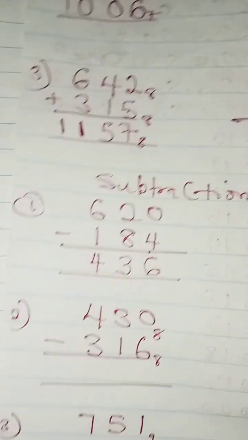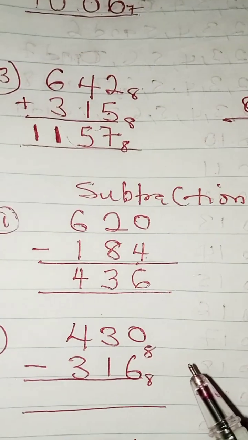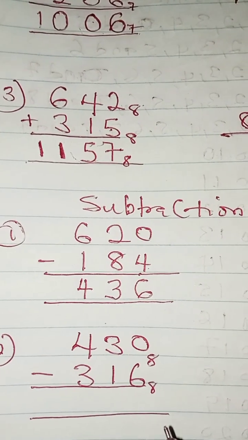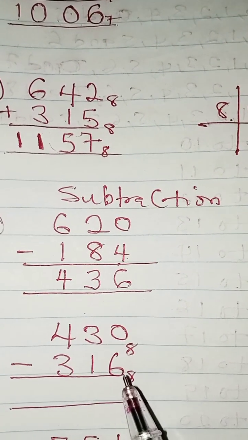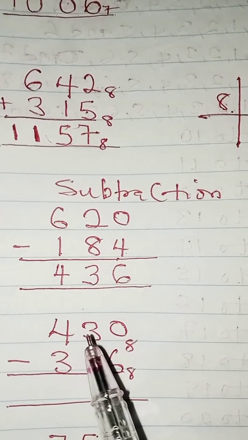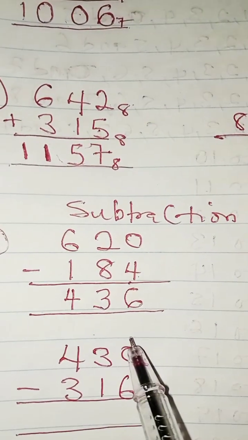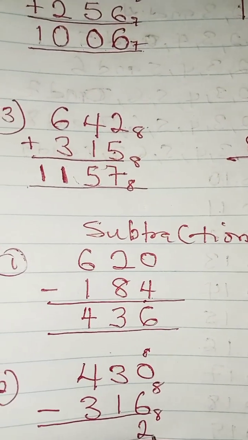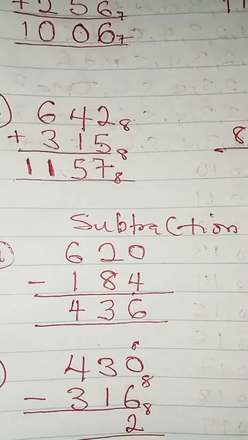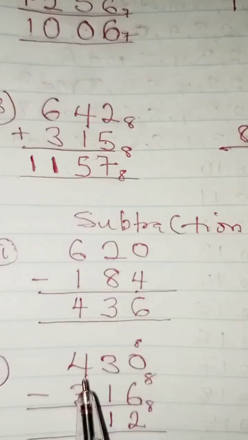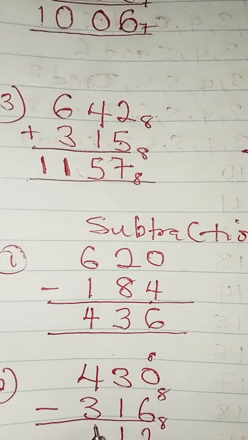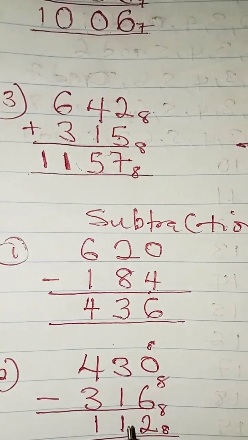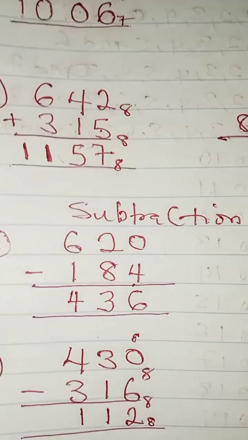So let's go to number 2 quickly. From number 2, you still understand what we are trying to say. Let's look at number 2. We have 430 in base 8 minus 316 base 8. What do we do? 0 minus 6 is not possible, so we'll borrow 1 from these 3. And as soon as we borrow that one, it will turn to our base, which is what? 8. 8 minus 6 will give us 2. What we have left here is 2. 2 minus 1 is 1. 4 minus 3 is 1. So we have that 430 base 8 minus 316 base 8 will give us 112 base 8.